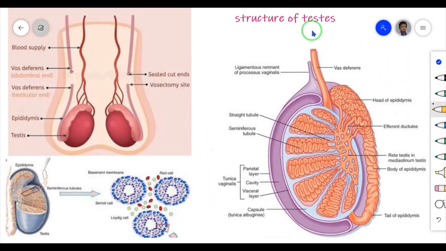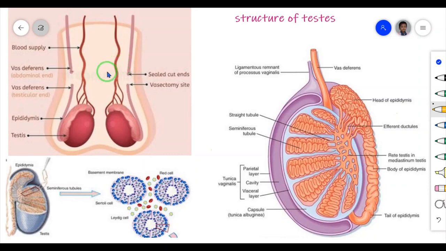Structure of testes. Testes are the male reproductive organ, we all know. The testes produce the male gamete, and the male gamete is known as sperm.